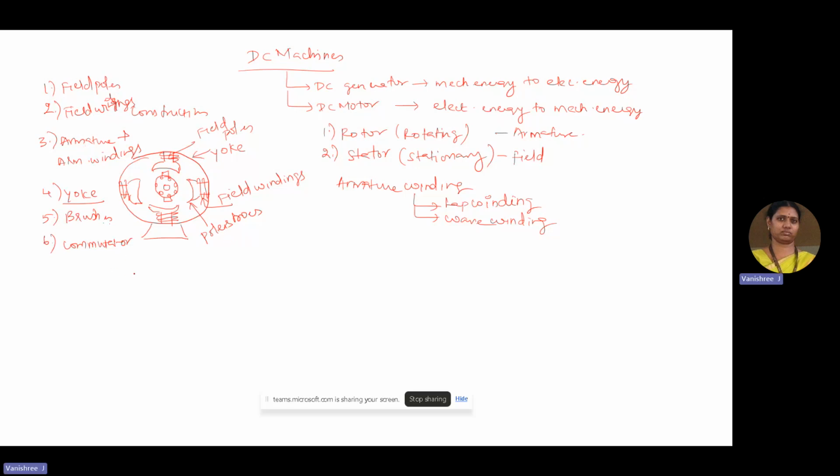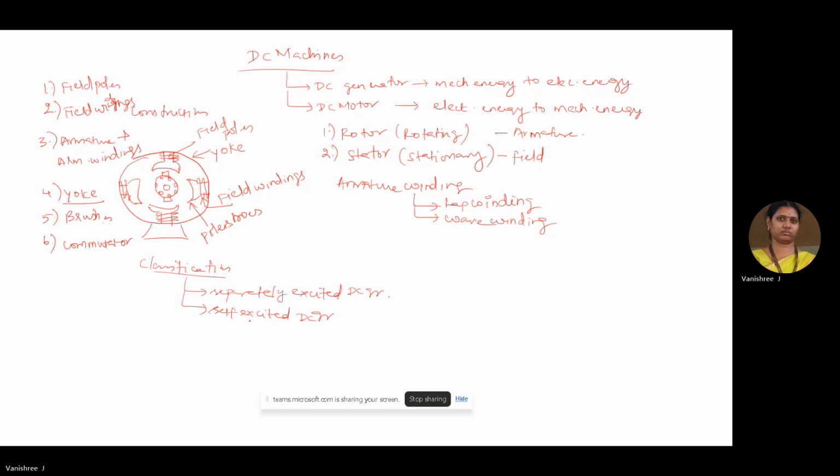Coming to classification. A DC machine is broadly classified into two types depending upon how the field is excited. If a separate electrical supply is provided for exciting the field winding, then it is called a separately excited DC generator. If a part of the armature EMF itself is used for exciting the field winding, then it is called a self-excited DC generator.